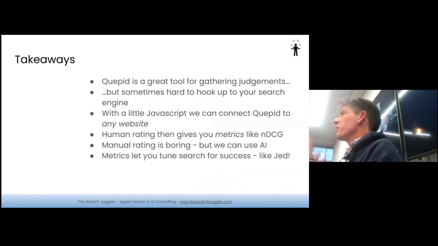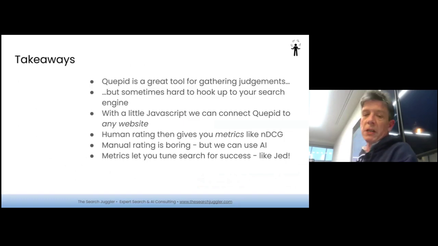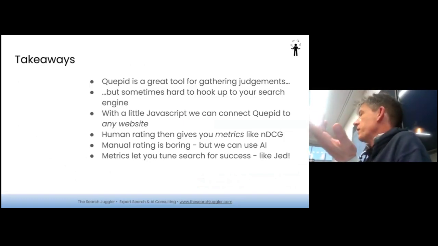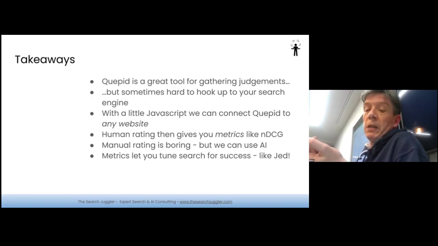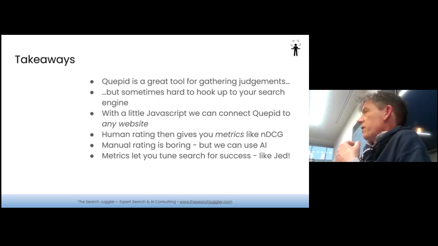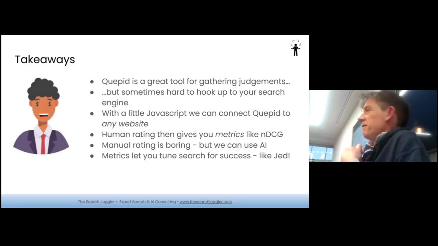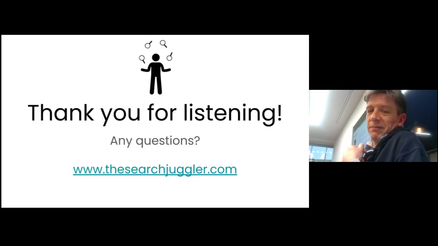Somewhere in the HTML of those search results, somewhere you can pull them out with a bit of horrible string manipulation. Then you do some human rating, you get some actual metrics. You've got a number for how good search is or not. And then if you're bored with doing ratings, you've got AI. And if you get this right, and you're maybe working for an e-commerce company, you can tune it for success and make some money. Thank you.